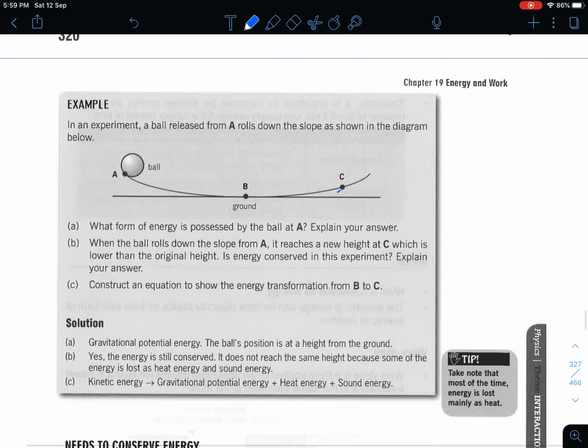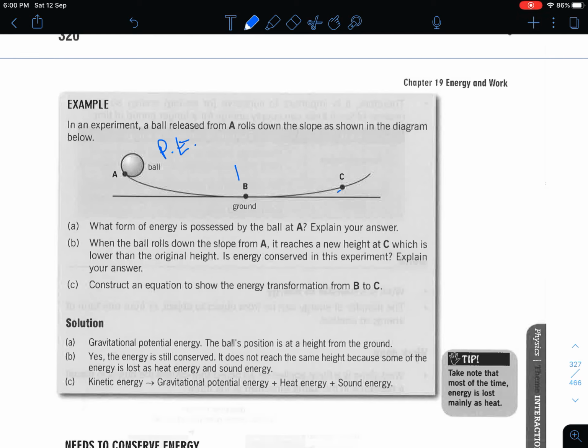So when we look at this example, a ball is released from point A, and it rolls down the slope to B, and then goes back up again. So what form of energy is possessed at A? At A, because you're positioned at the highest point of this particular height, you have quite a high value of gravitational potential energy. And then slowly, when you move downwards to the ground, the kinetic energy would increase, such that the potential energy is converted into kinetic energy.